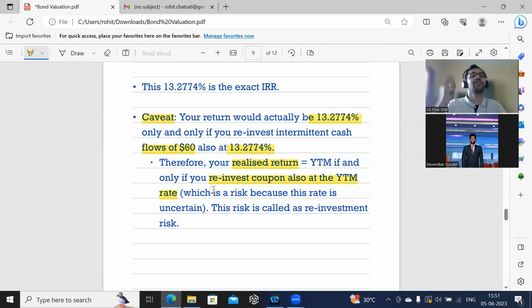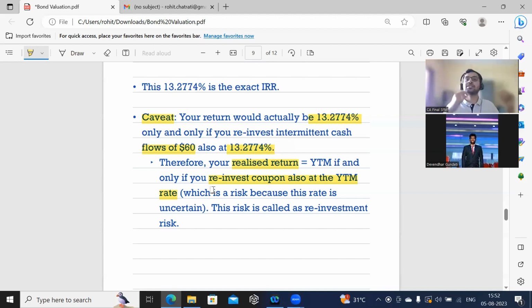If instead of reinvesting, you take the coupon and keep it in your pocket, which is earning a 0% rate of return, then your realized return will not be equal to 13.27 percent. Your realized return will be less than 13.27. If you are able to reinvest this coupon of $120 at a rate greater than 13.27, say at 15 percent, then your realized return will be even greater than YTM.